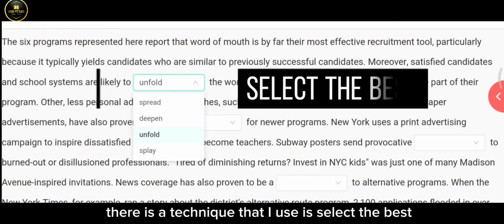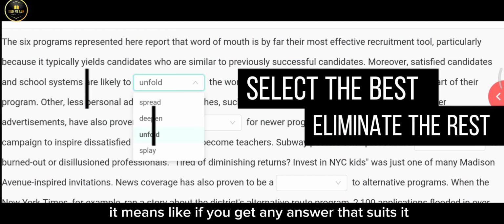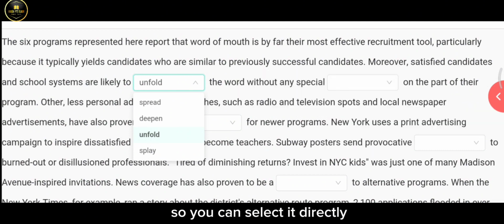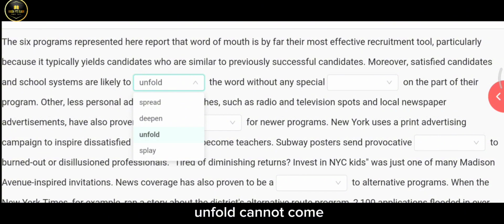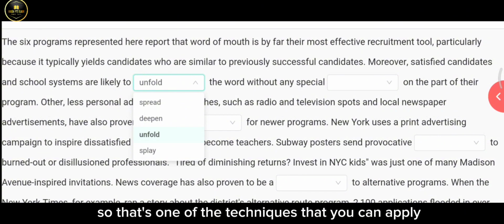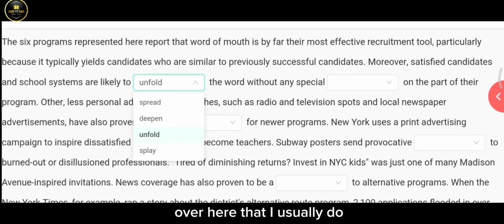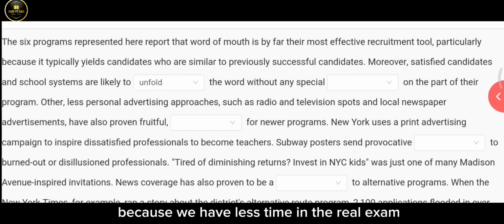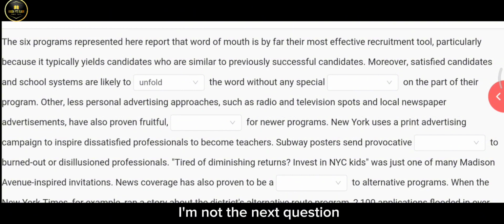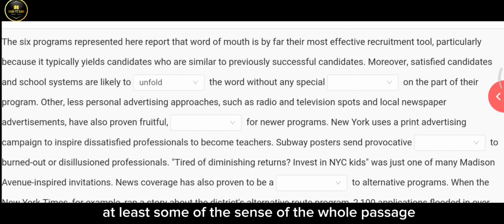Let me tell you a technique that I use: select the best, eliminate the rest. It means if you get any answer that suits it, you can select it directly. Otherwise, if you don't get it, then you have to eliminate the rest. Suppose you think spread cannot come, deepen cannot come, unfold cannot come, obviously the answer will be splay. That's one of the techniques that you can apply, that I usually do. And let's not change the answer right now, because we have less time in the real exam. So we just move on to the next blank, not the next question, just the next blank, so that you can get at least some sense of the whole passage.